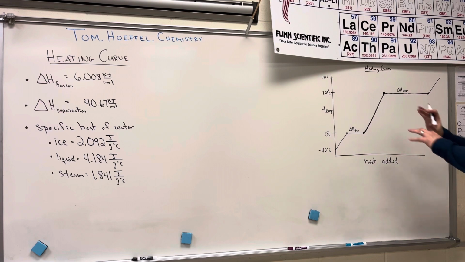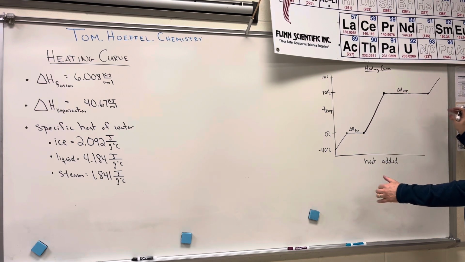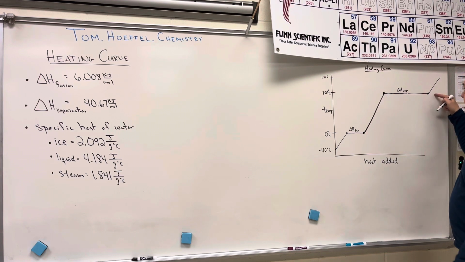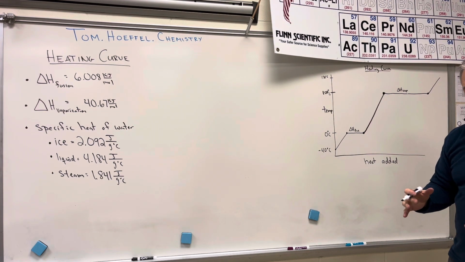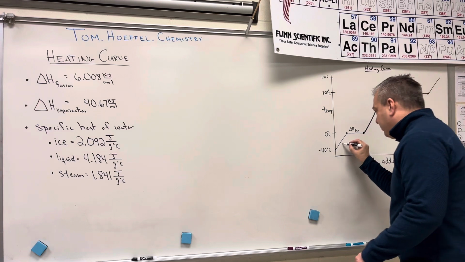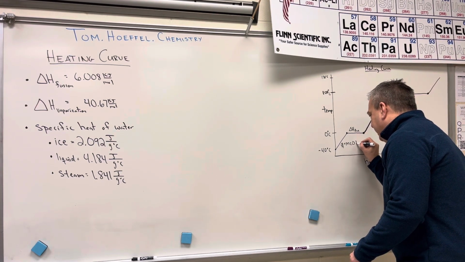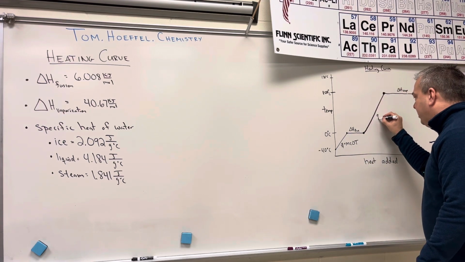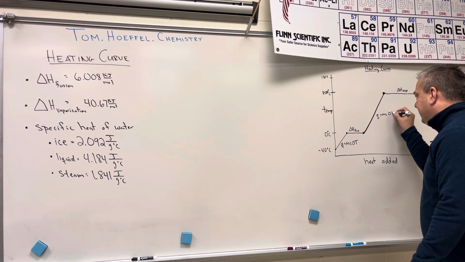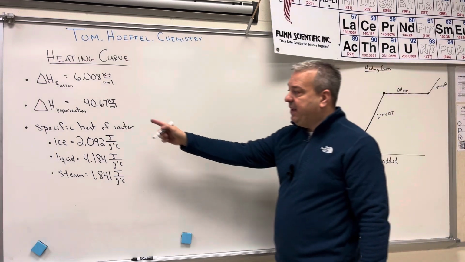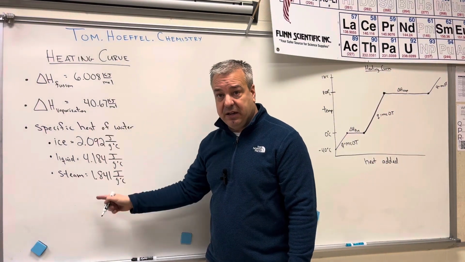So when we're dealing with the heating curve, wherever the line has slope, that's when we have to use Q equals MC delta T. I'm going to use Q equals MC delta T here, I'm going to use Q equals MC delta T for this part, and I'm going to use Q equals MC delta T for this part. However, the specific heat that you use is a particular number.